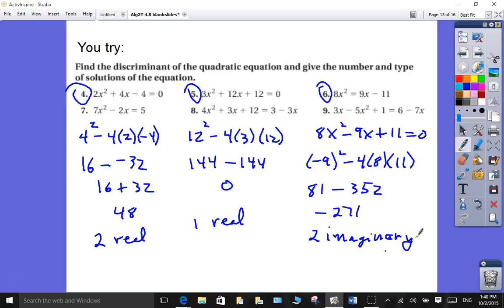If you're asked a question like that, don't calculate the whole quadratic formula. That tells me you don't know what the discriminant is. That would be a major faux pas, right? Just do the b squared minus 4ac.